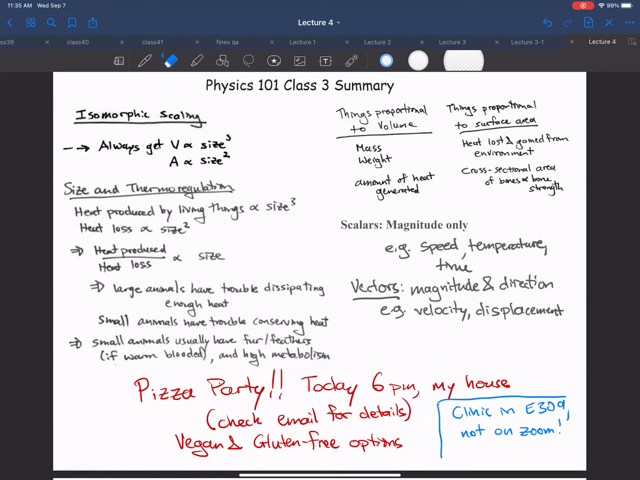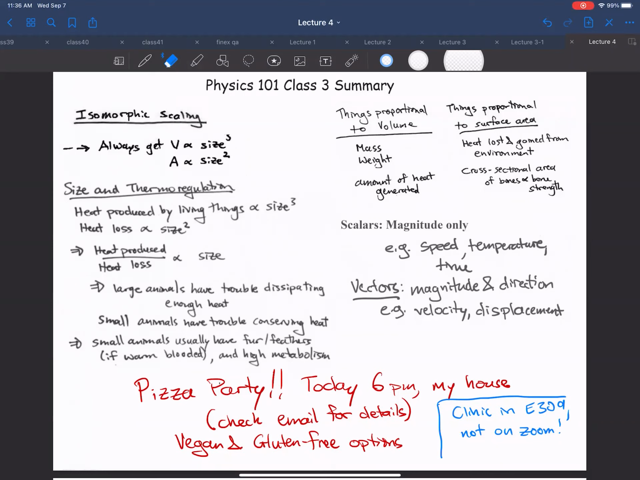We talked about isomorphic scaling, and we finished the process of showing that no matter what the shape is, when you scale it isomorphically, meaning you change all the linear dimensions by the same multiplicative factor, the volume always increases proportionally to the cube of that factor. And the surface area, meaning the part of the object that's exposed to the air, always increases proportional to the square of the scaling factor. We talked about how the heat produced by living things is proportional to the cube of the scaling factor. The heat loss is proportional to the square of the scaling factor.